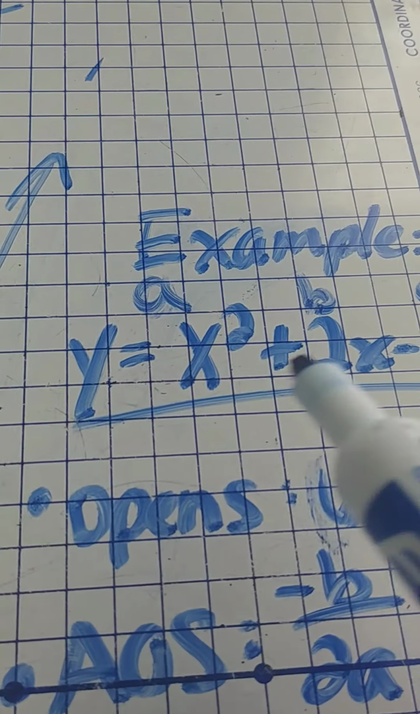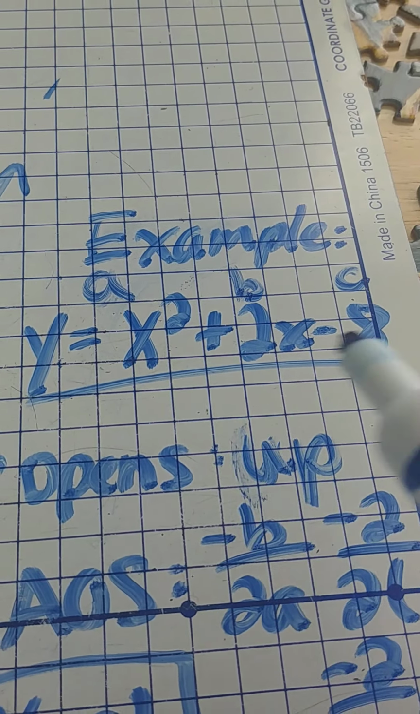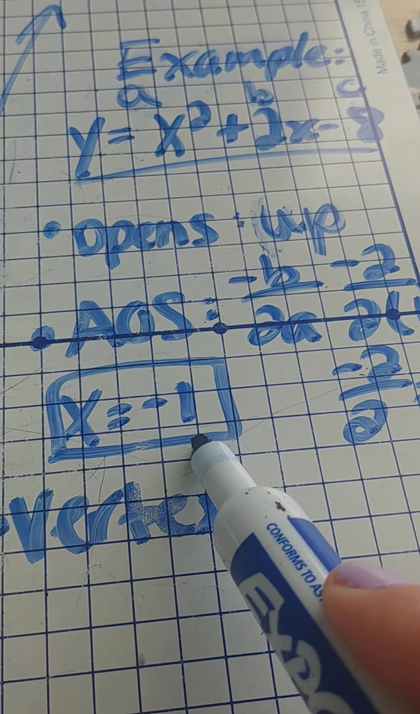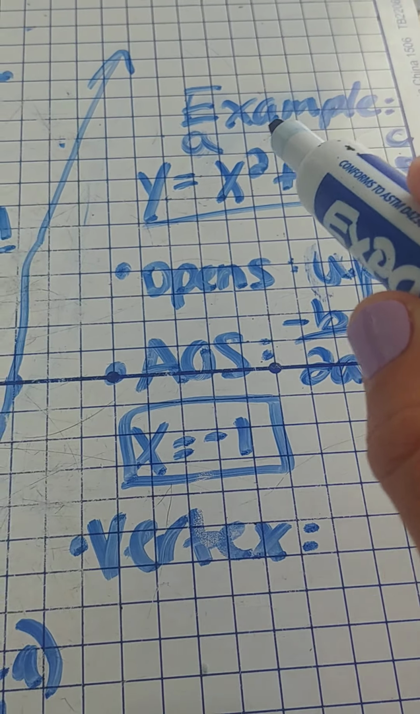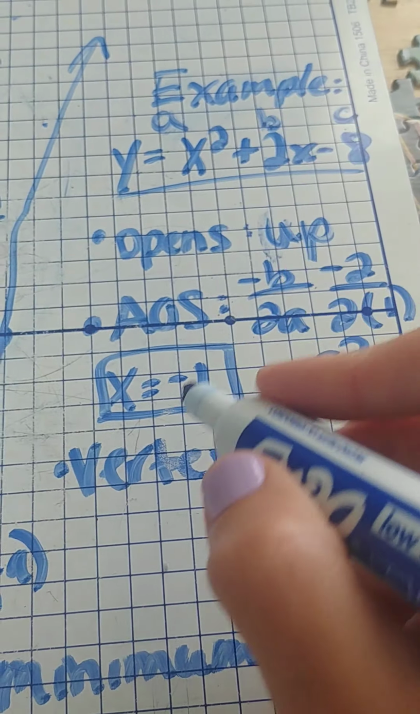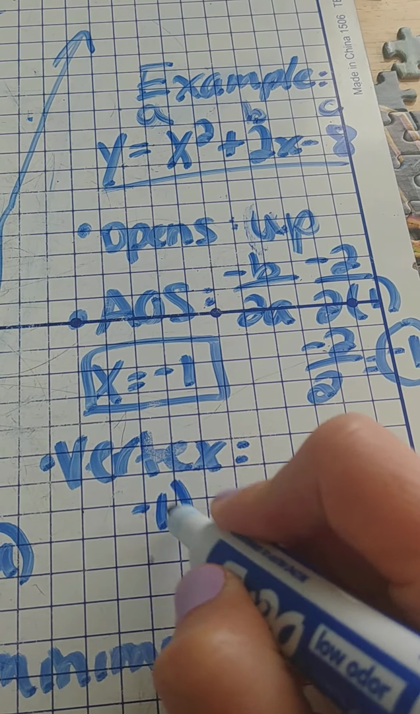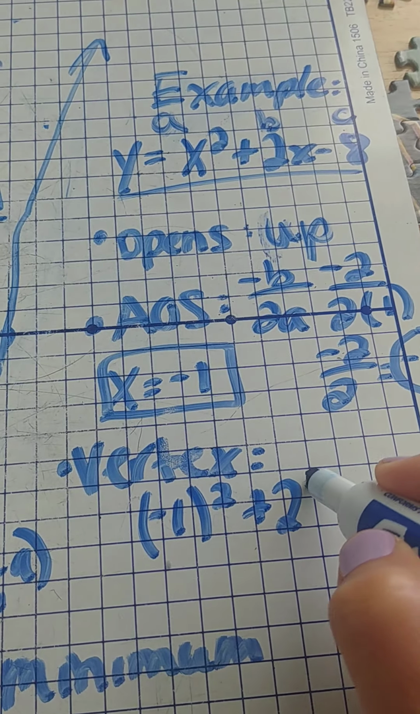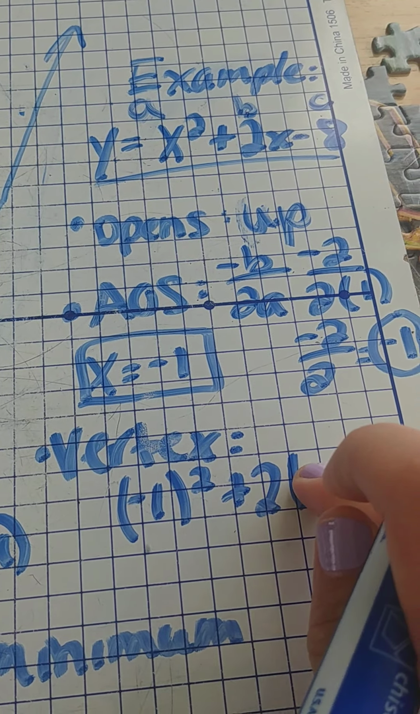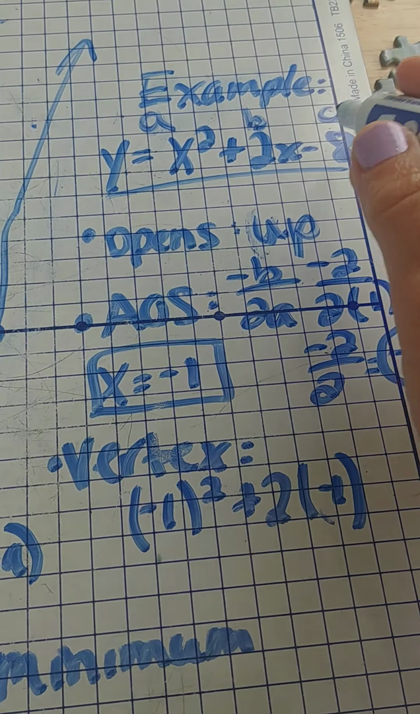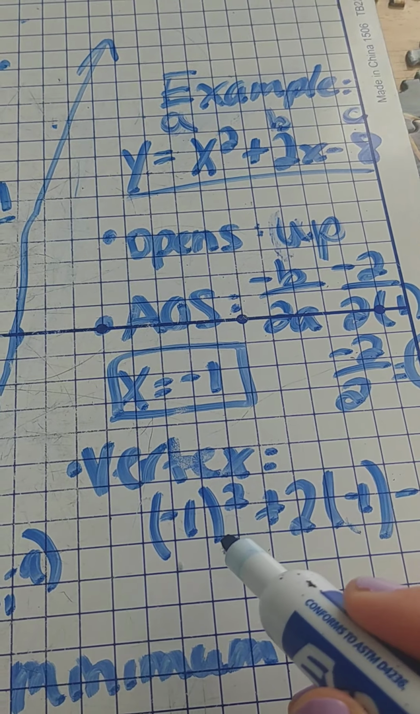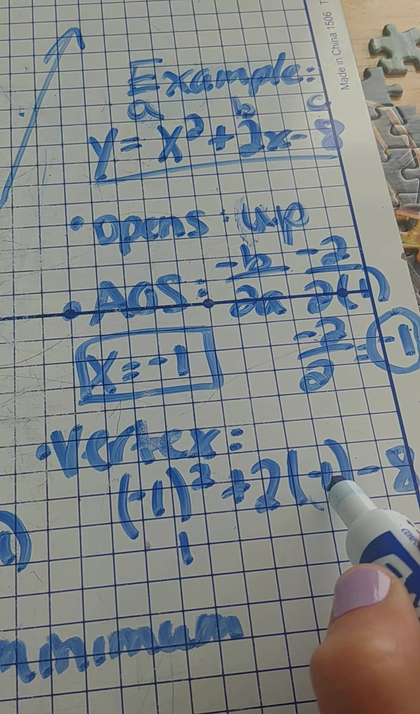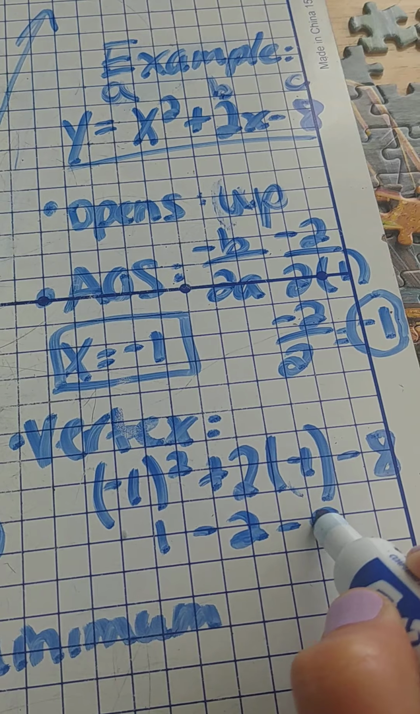If I don't have a graph and I'm just given this equation, which could happen, which will happen, I can solve it by taking my AOS and plugging it into my original equation. So my original equation was X squared plus 2X minus 8. In the place of X, I put negative 1 squared plus 2 times negative 1, and then minus 8. So negative 1 squared is positive 1. 2 times negative 1 is negative 2 minus 8.